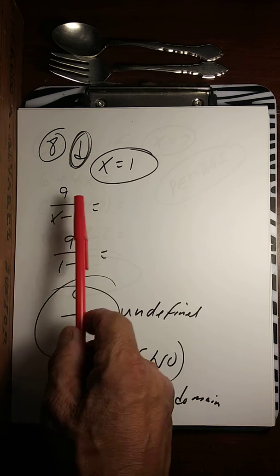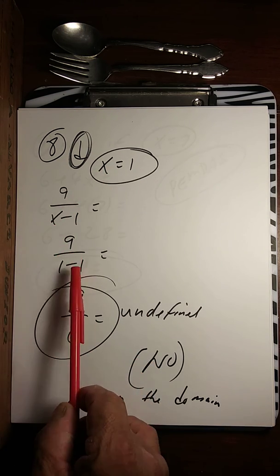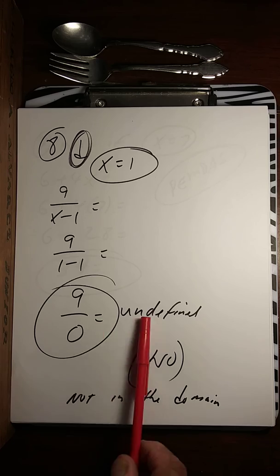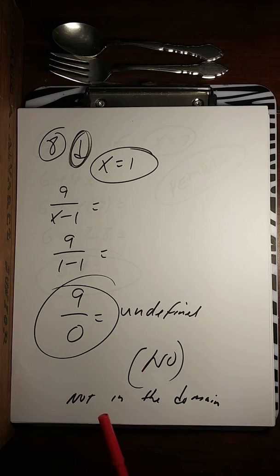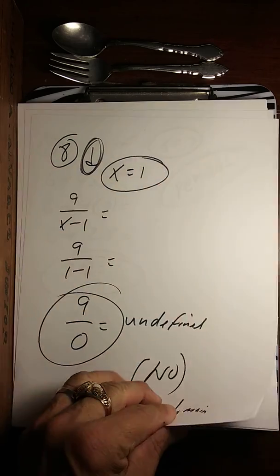X equals 1. Try it in there. 9 over 1 minus 1. 9 over 0. Undefined. Division by 0 is not possible, so it's not in the domain. That one is not.